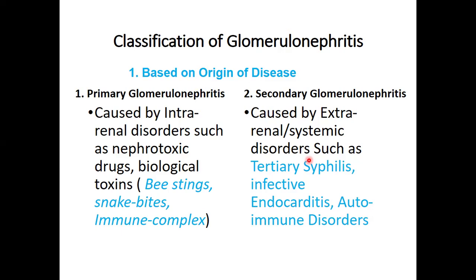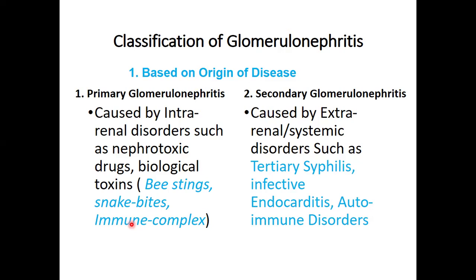So if the cause is resulting from within the renal system or from within the kidneys, then it's called primary glomerulonephritis. So this is caused by nephrotoxic drugs or agents and biological toxins, for example, bee stings, snake bites, and immune complexes. Common among them is this immune complex from group A beta hemolytic streptococcus. This is a leading cause. So the cause is directly there in the kidney. There's damage to the basement membrane.